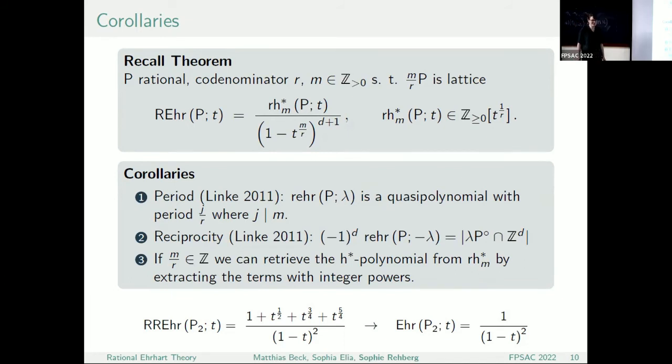All right, are there any questions about this so far, the setup, the definitions, the series?